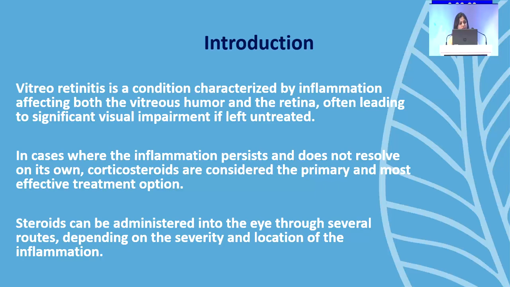So, just giving a small introduction about the definitions. Vitreoretinitis is a condition characterized by inflammation affecting both the vitreous humor and the retina, often leading to significant visual impairment if left untreated. In cases where the inflammation persists and does not resolve on its own, corticosteroids are considered the primary and most effective treatment option. Now, steroids can be administered into the eye through several routes depending on the severity and location of the inflammation.